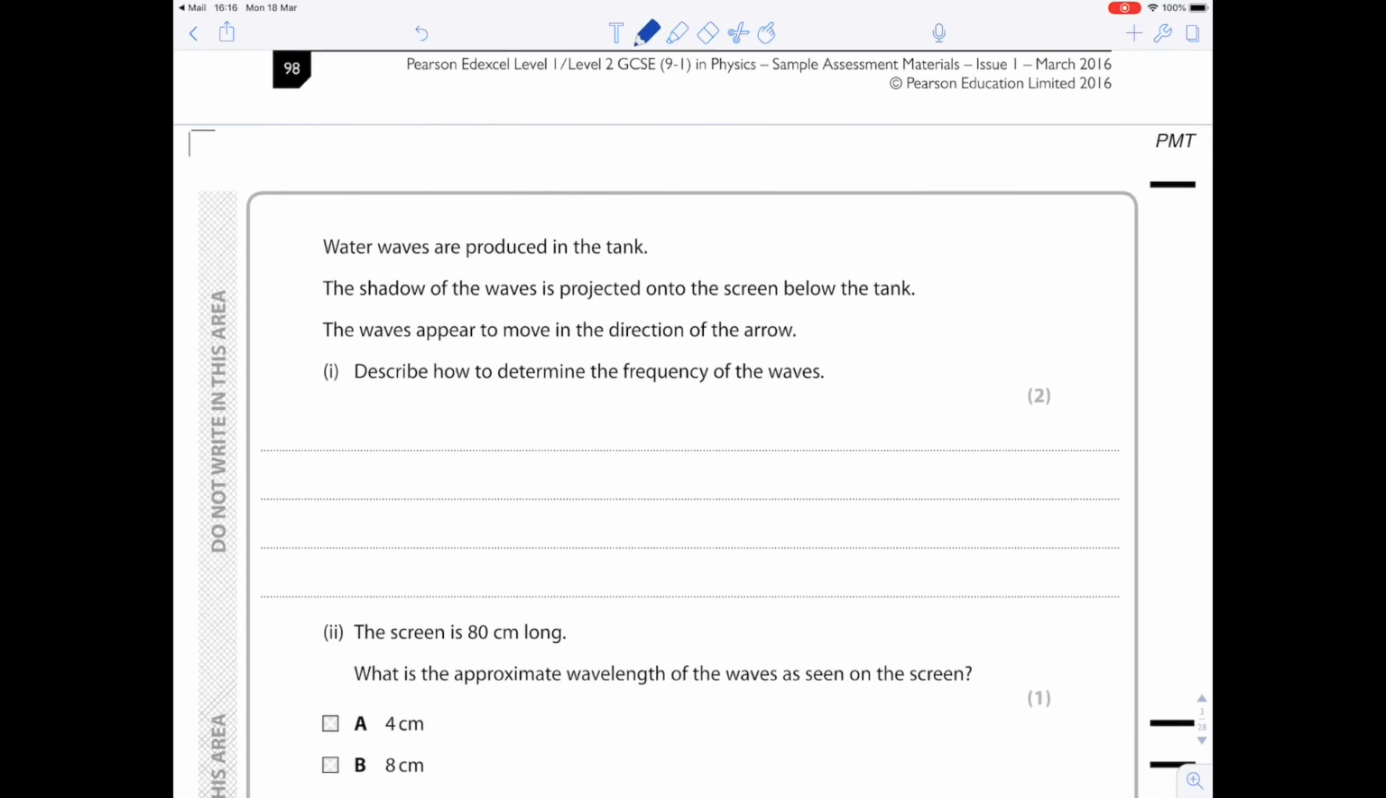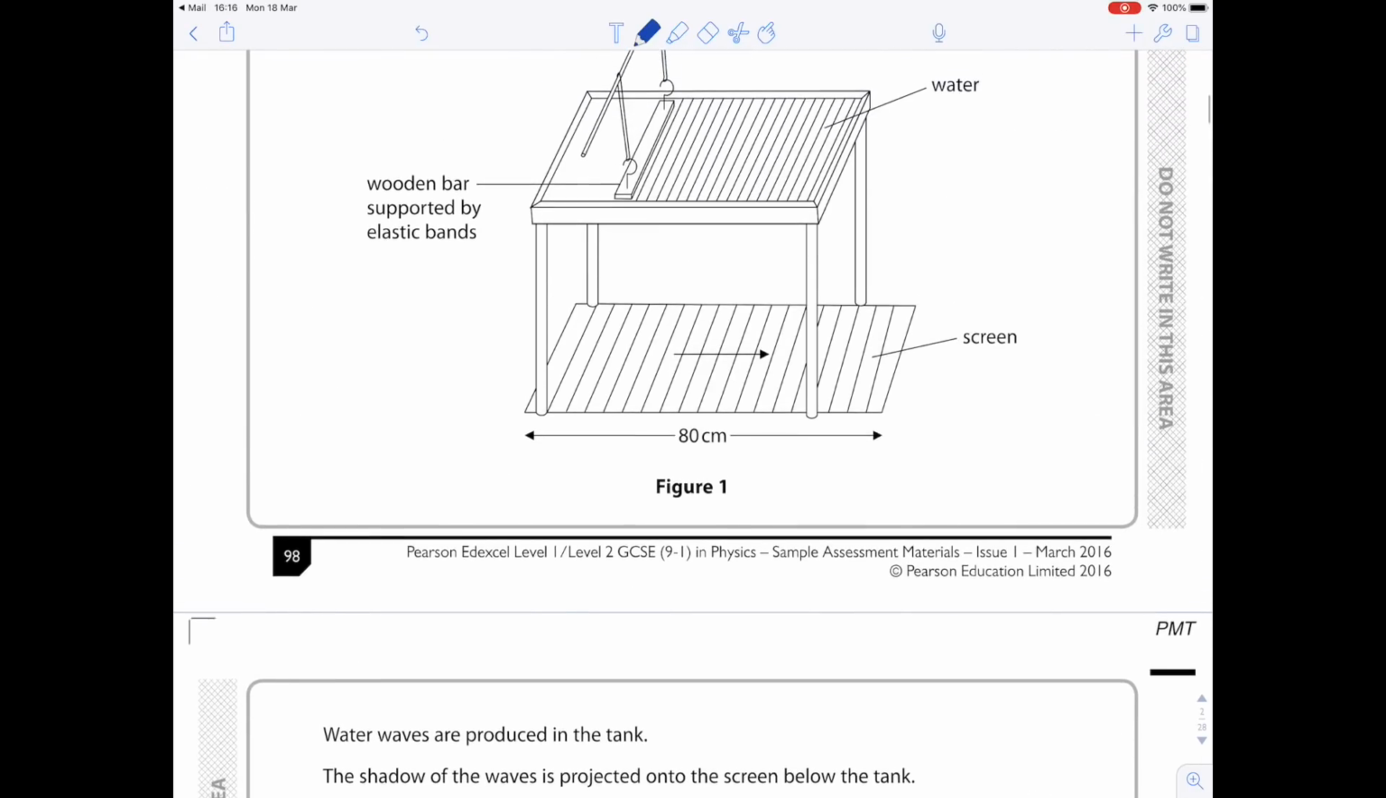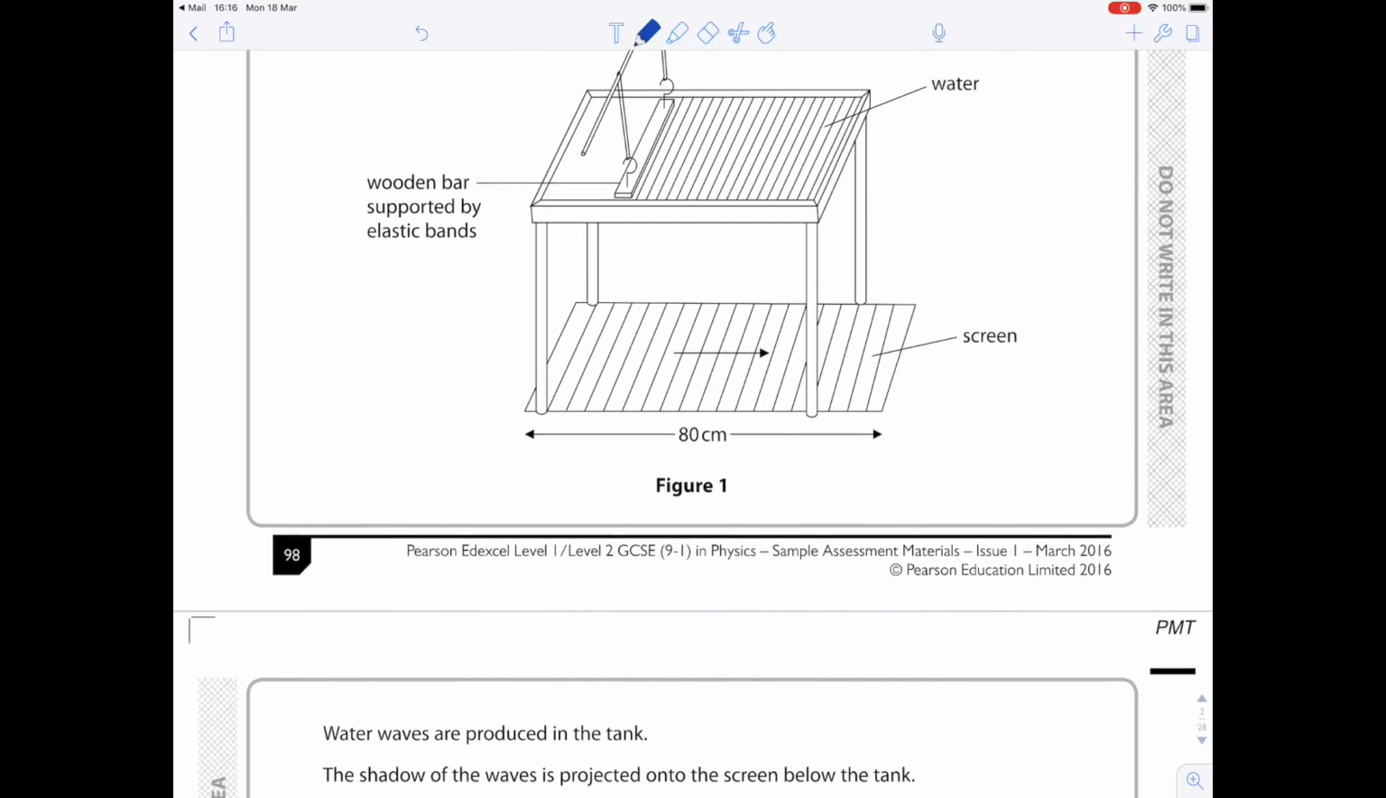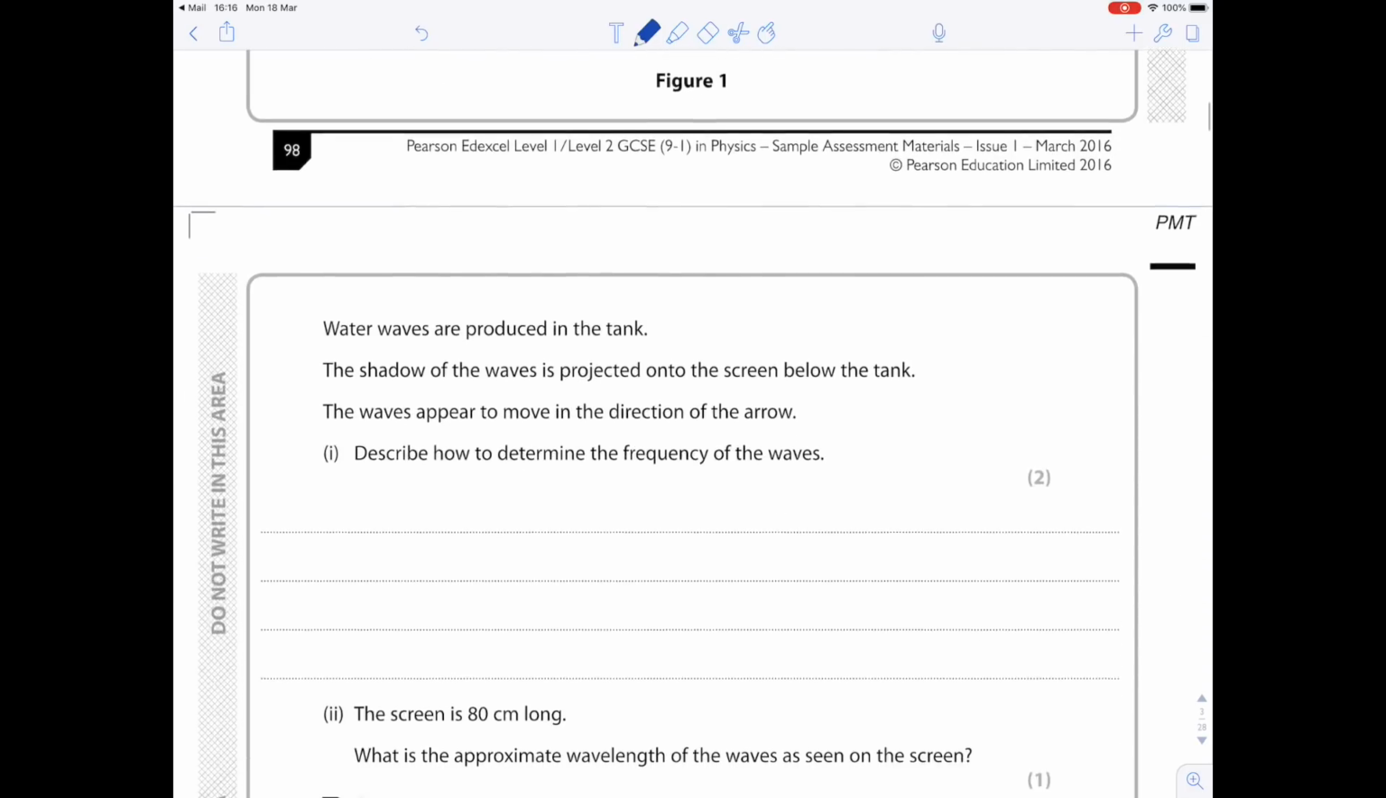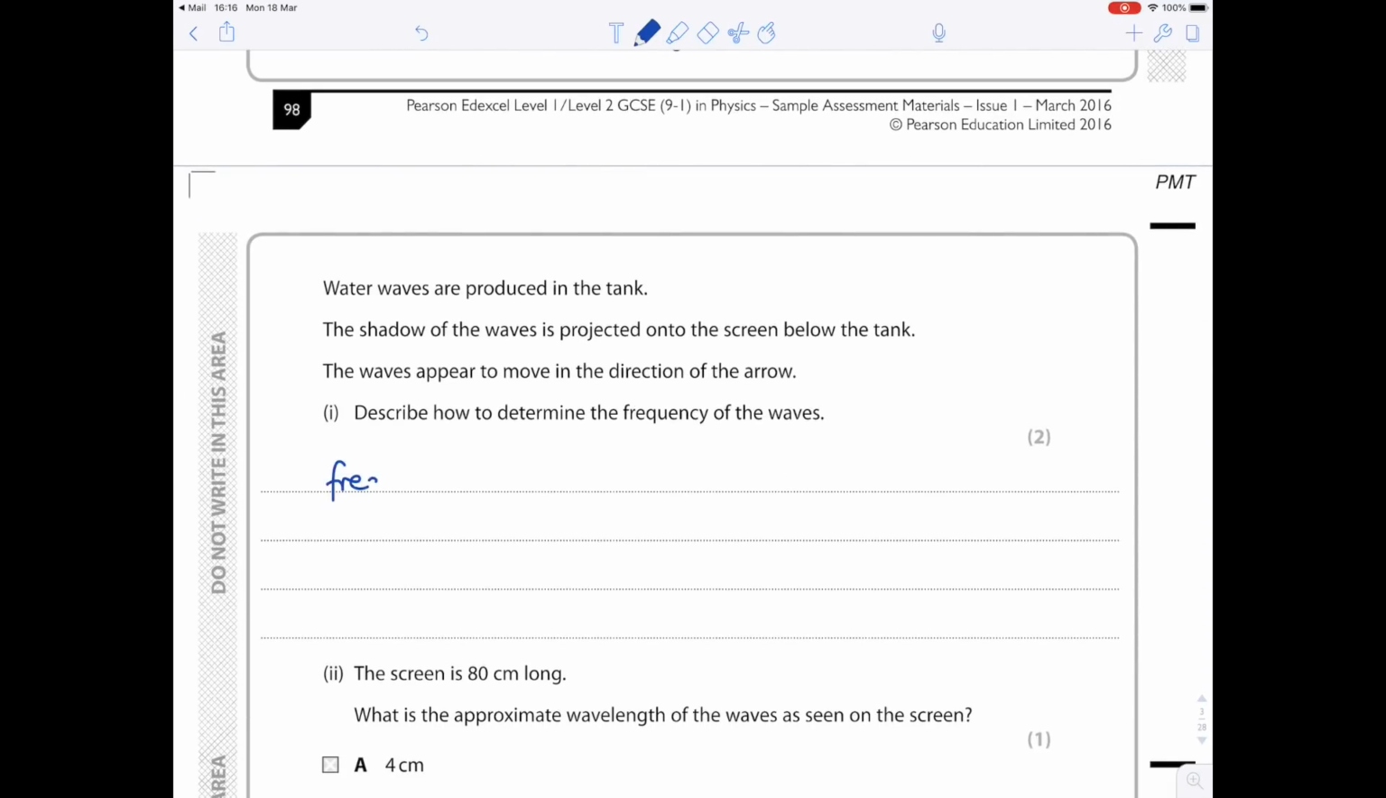Water waves are produced in the tank. The shadow of the waves is projected onto the screen below the tank. The waves appear to move in the direction of the arrow. Describe how to determine the frequency of the waves. So really you need an equation here, and that is that frequency equals number of waves over time taken.